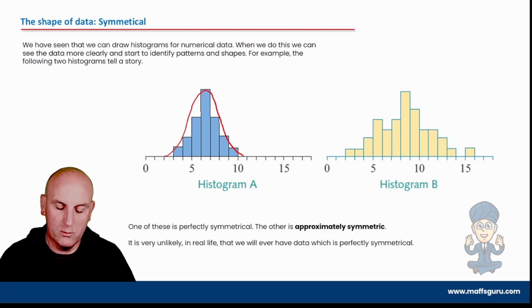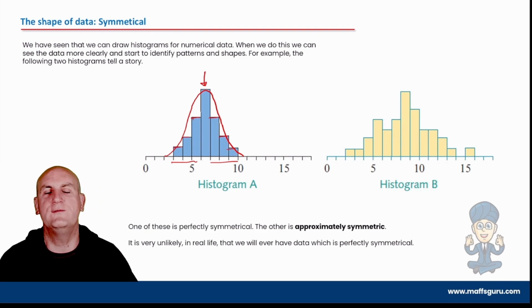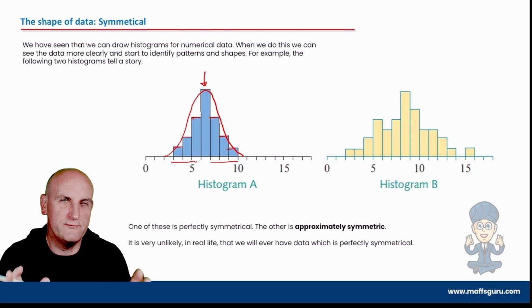How do I know that? Well, we've got 3 bars to the left. We've got 3 bars to the right. What have I got here? I've got 1 bar in the center. Each of the bars on either side of that seem to be exactly the same height as each other. That couldn't be more perfectly symmetrical if it tried. So symmetry means that when you put a line down the center of it, the left and the right look roughly the same.